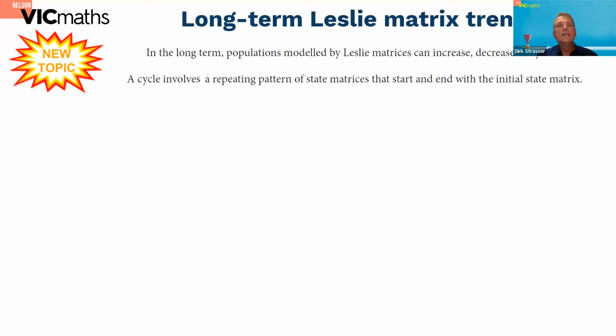So a cycle here involves a repeating pattern of state matrices that start and end with the initial state matrix. So you always start with an initial and you go through a few changes, then it comes back to that initial state matrix again, and so it just keeps doing that.